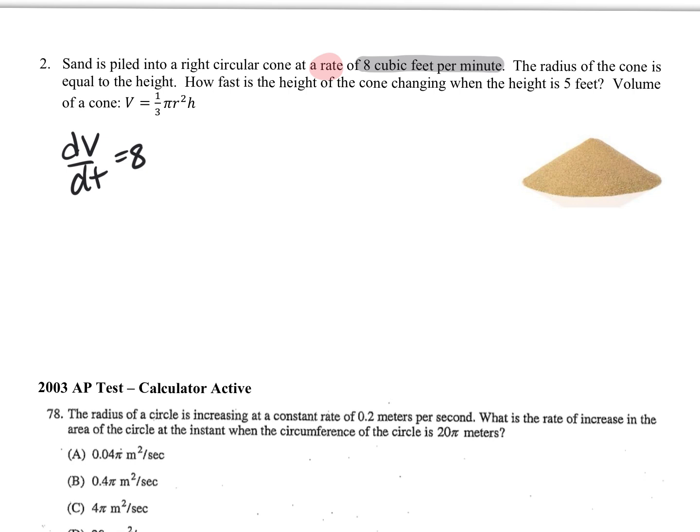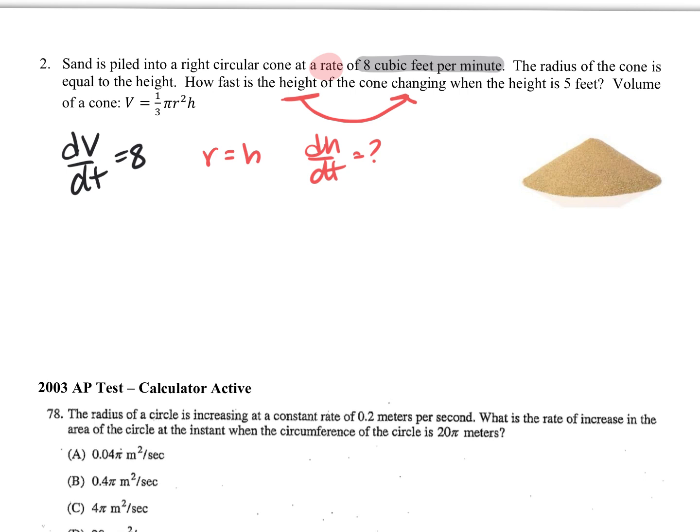The radius of the cone is equal to the height. How could I write that? Radius equals height. How fast is the height changing? Do they want H or dH/dt? They want dH/dt.